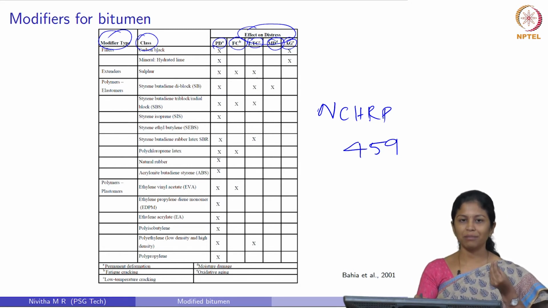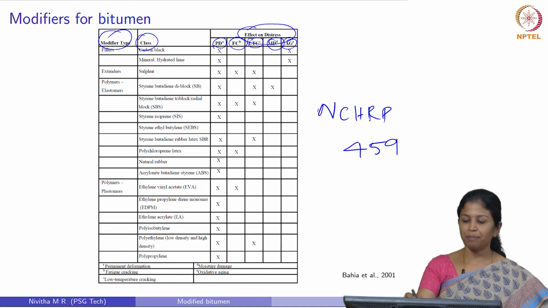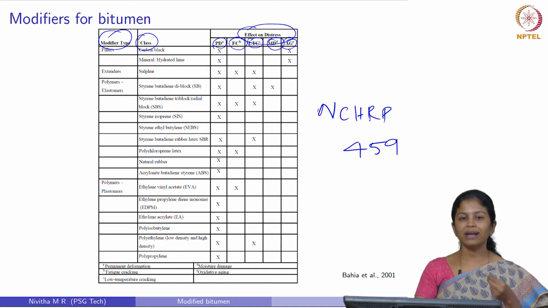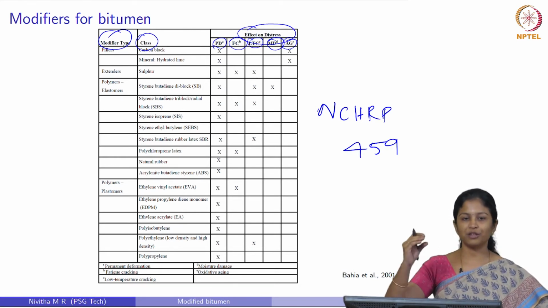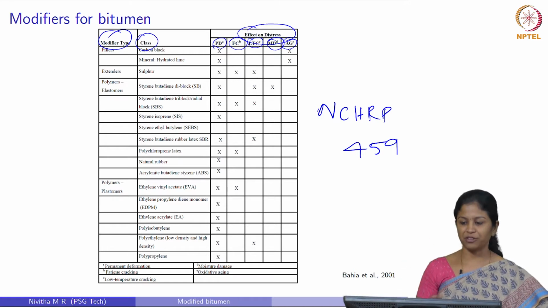Carbon black is nothing but a black powder which is added to bitumen, and this carbon black has a positive effect on the permanent damage. So if you add carbon black to bitumen and prepare a modified bitumen, the resulting modified bitumen will have a slight improvement in rutting properties. So what do they mean by that? It slightly increases the stiffness of the binder at high temperatures.